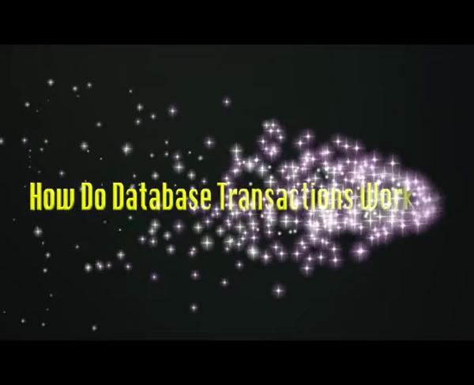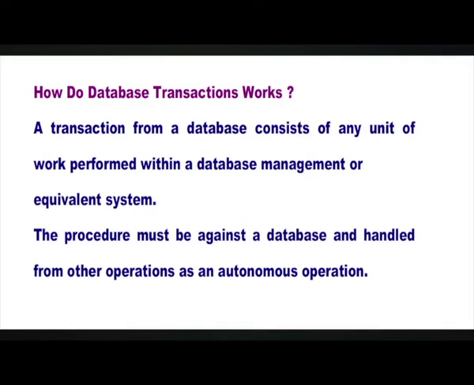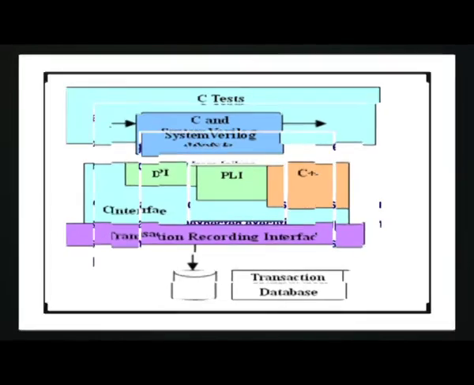Now let us look into how these database transactions work. A transaction from a database consists of any unit of work performed within a database management or an equivalent system. The procedure must be against a database and handled separately from other operations as an autonomous operation. A transaction's two main aims are depicted in the figure below.